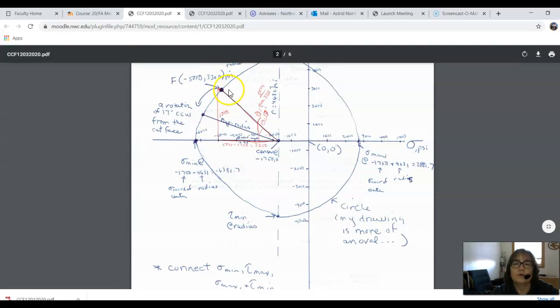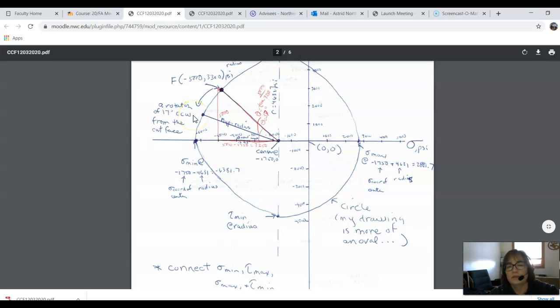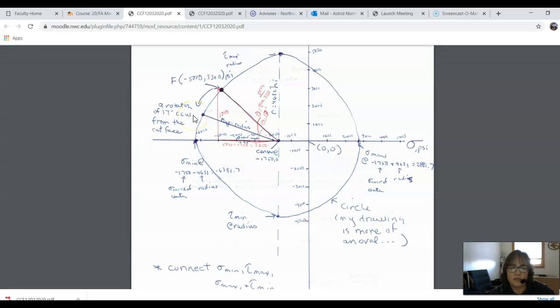Okay, now if I want to rotate counterclockwise, that means I go this way, right? I go to the, in this case, kind of to the left and down is counterclockwise rotation from the face. And I want to rotate down 17 degrees. Well, 17 degrees on the stress block is actually 34 degrees on the circle. So the angle here that I have would be the original 57 minus 34, or 23 degrees.